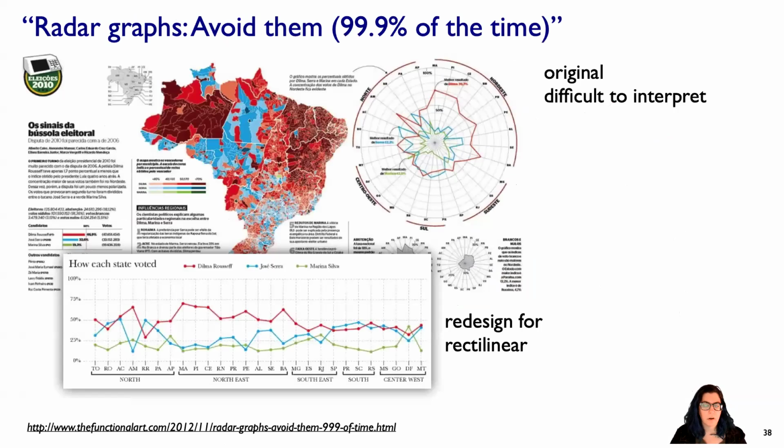Here's a nice example of a redesign from Alberto Cairo, where his advice is avoid them 99.9% of the time. And he did a nice redesign of a newspaper graphic where he argued that this radar graph was quite hard to interpret. And when he unwrapped this, maybe it's considerably easier to think about these vote patterns. So think carefully about radial versus rectilinear.